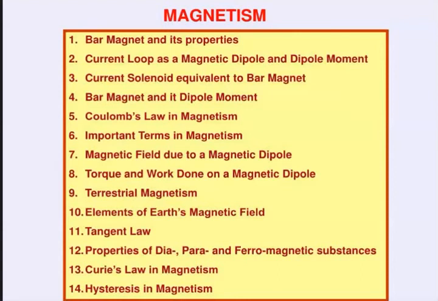Current carrying solenoid is just equivalent to a bar magnet, as we have discussed in the previous chapter, and is called here an electromagnet. Bar magnet and its dipole moment.